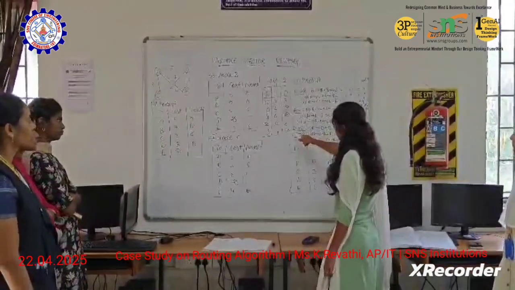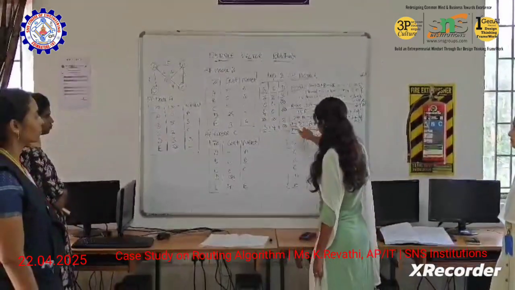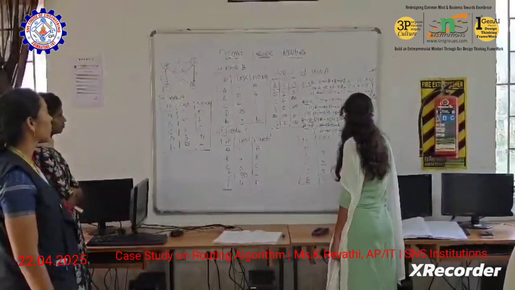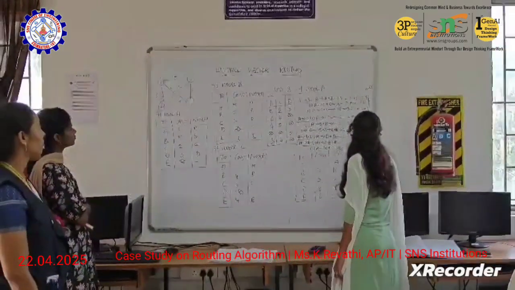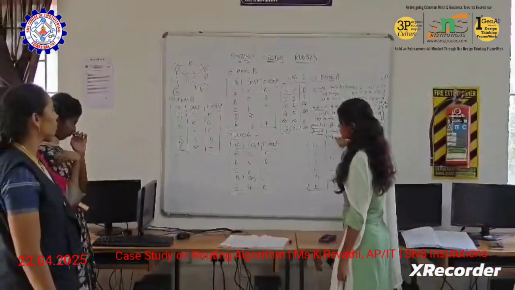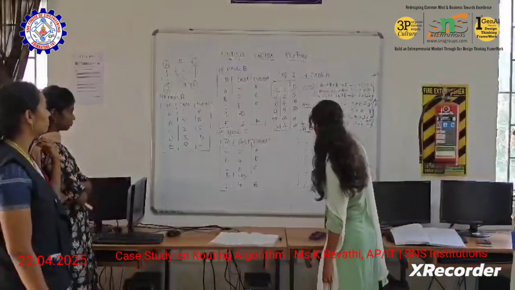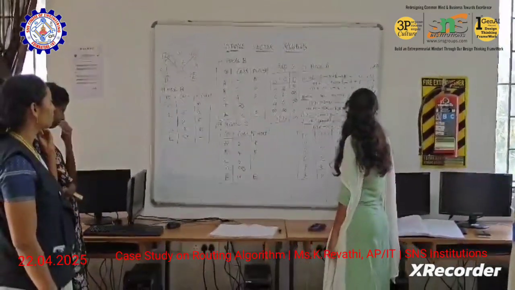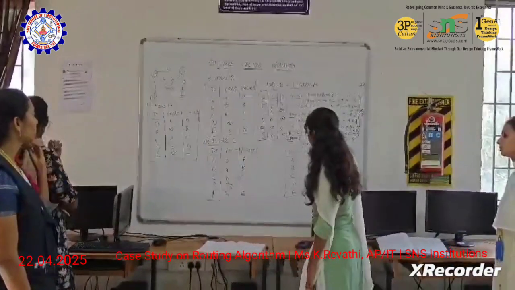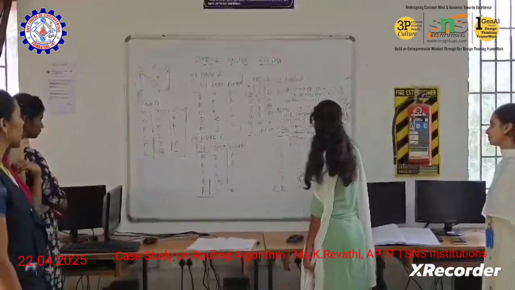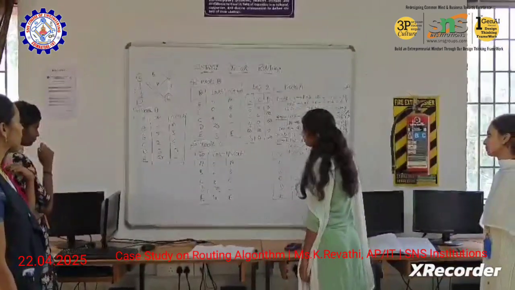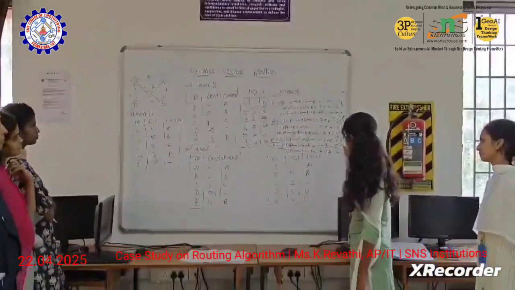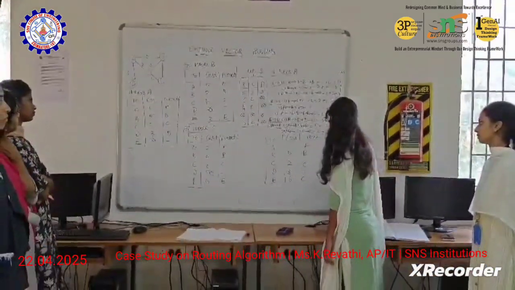Like that, next is A to D. The A to D path is 3 and D to D is a self node, so 0. So the value is 3. The next possible path is A to B, B to E. A to B distance is 5 and B to E distance is 3, so the value is 8. The next possible path is A to C and C to D. A to C distance is 2 and C to D distance is 4, so the value is 6. In this we have to calculate the minimum value. The minimum value is 3.